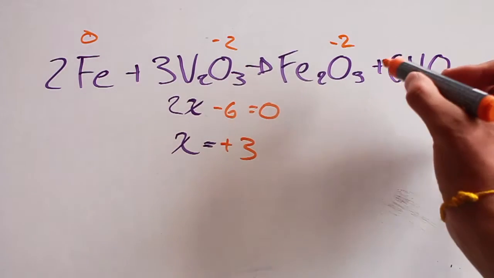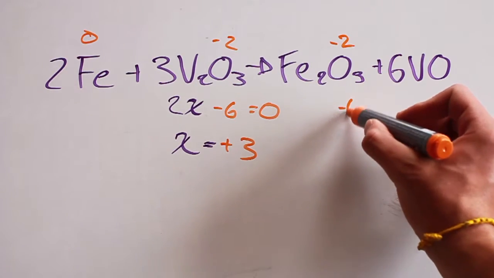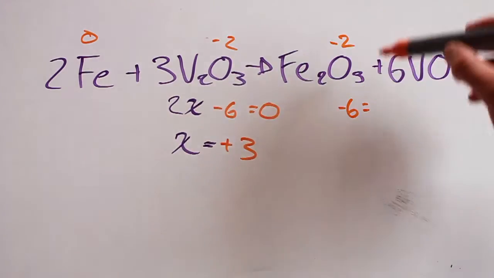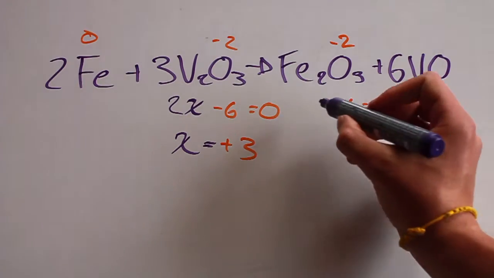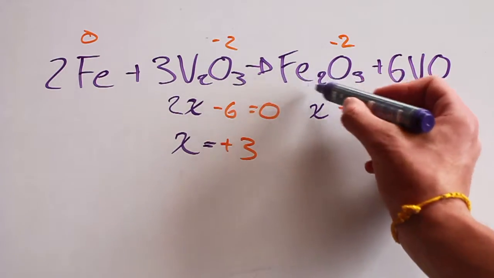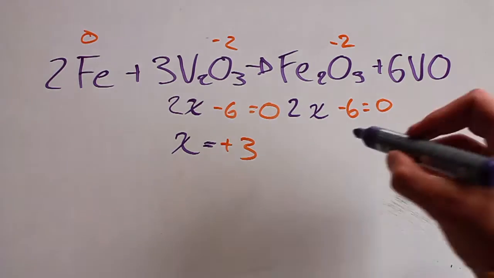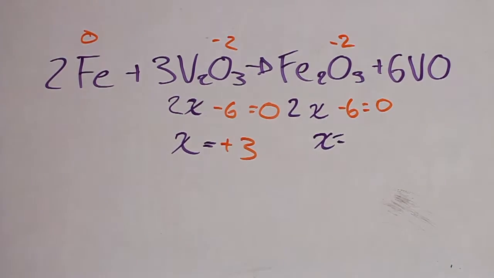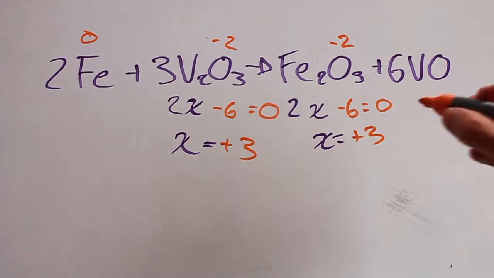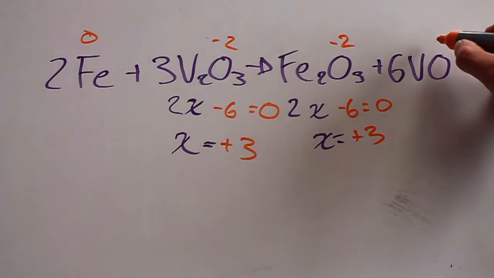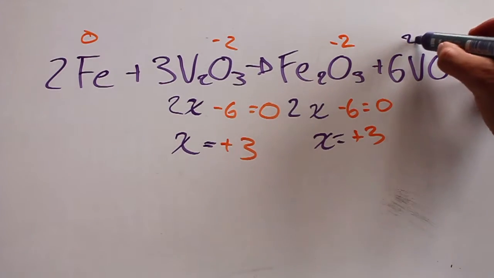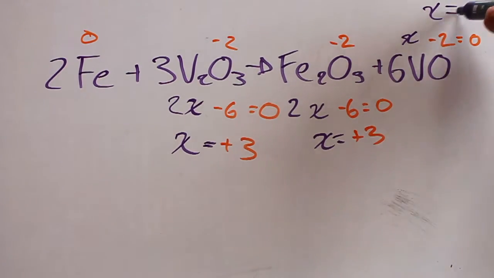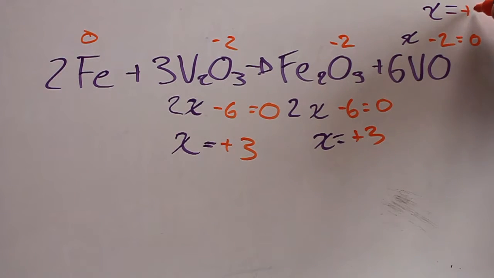On the other side of the equation, we have iron bonded with oxygen. Oxygen has an oxidation state of -2, and there are 3 oxygens. Because it is a neutral molecule, once again, the oxidation states have to add to 0, and we can assign X to iron, and because we have 2 iron atoms, we write 2X. Solving for X, we find that the oxidation state of iron, in this case, is +3. Here, the oxidation state of oxygen is -2, which should add up to 0. Therefore, if we solve for X, the oxidation state of vanadium should be +2.